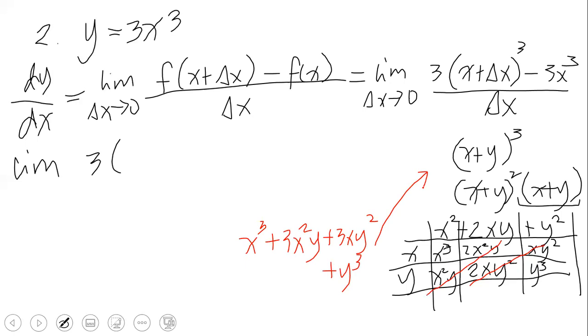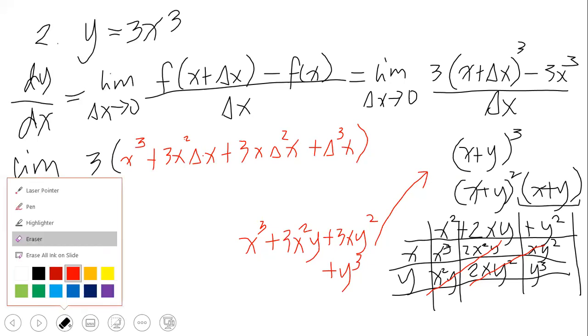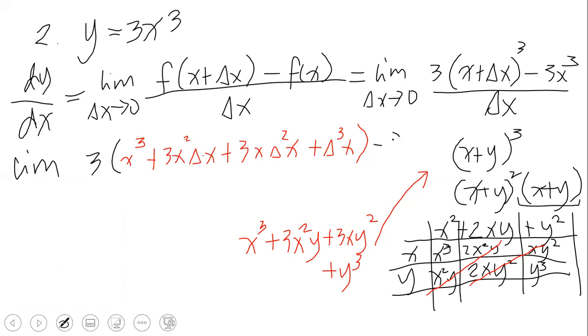So, ibig sabihin, we have x cubed plus 3x squared delta x plus 3x delta x squared, then yung last term, that will be delta x cubed. Okay? Tapos yung attach the original term na minus, so minus 3x cubed. So ayan po.